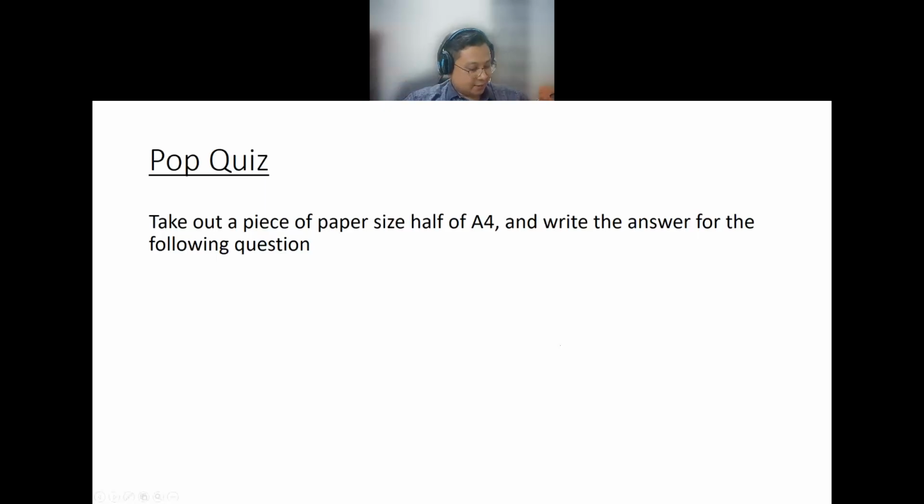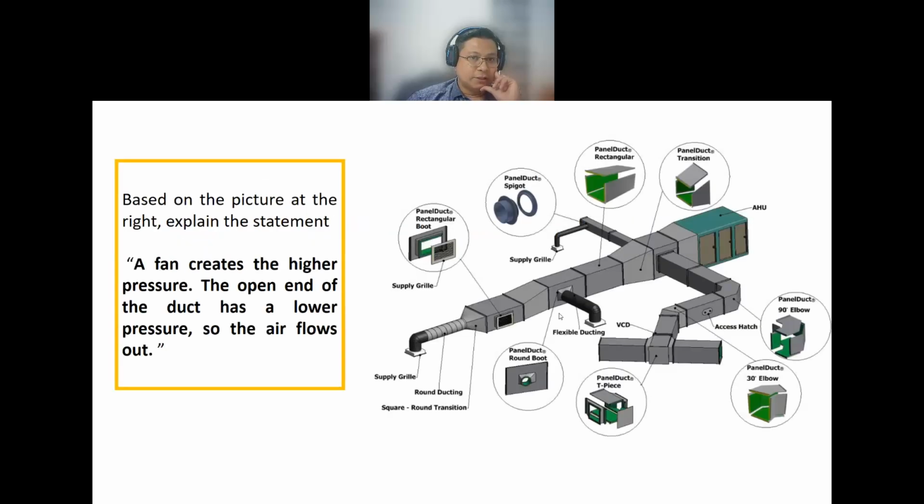Before we start our class, I would like to say something related to air distribution. I would like to ask a pop-up quiz about the figure illustrated in this slide. Based on the picture at the right, explain the statement: a fan creates the higher pressure, and the open end of the duct has a lower pressure, so that air flows out.